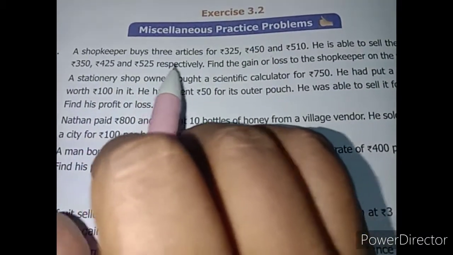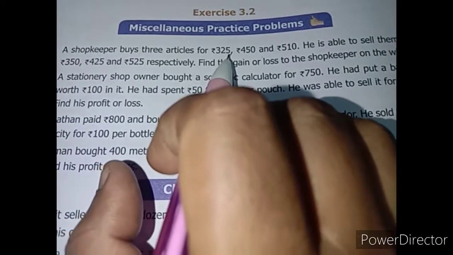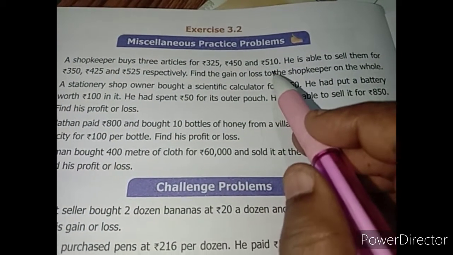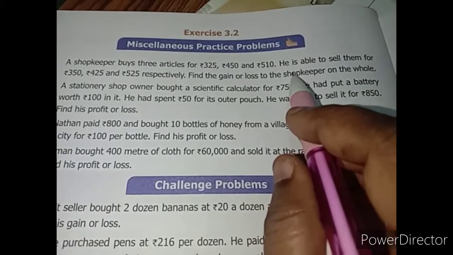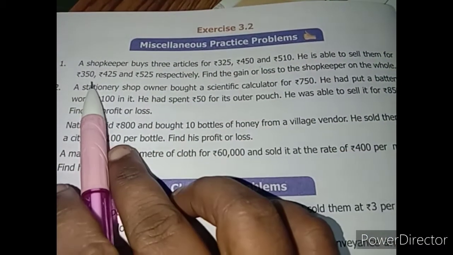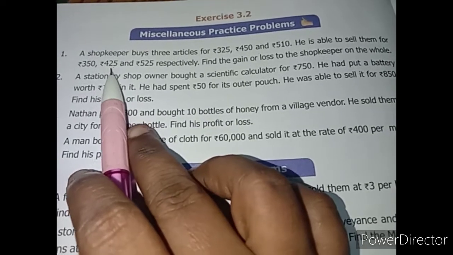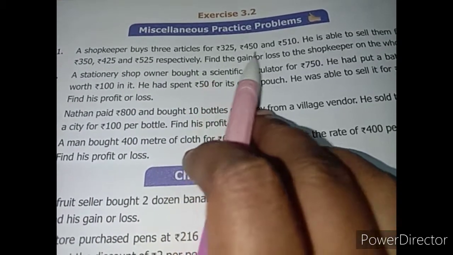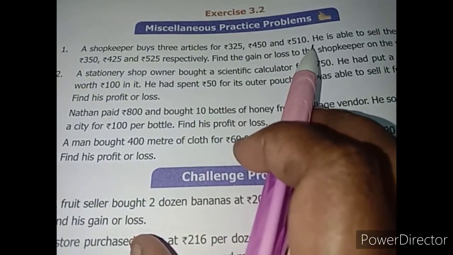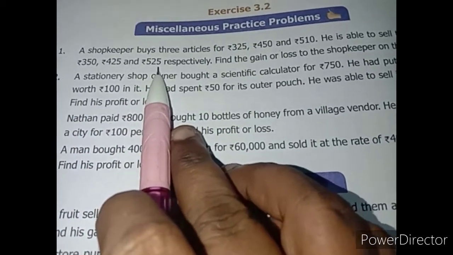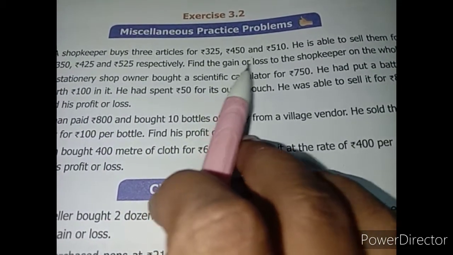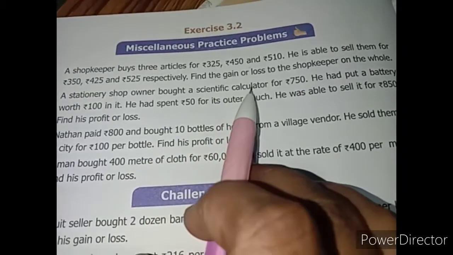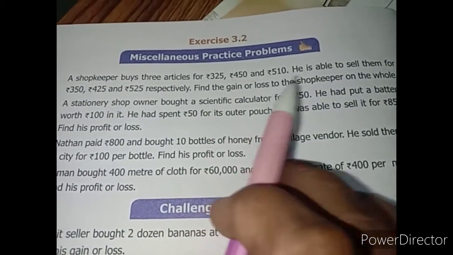A shopkeeper buys 3 articles for rupees 325, rupees 450 and rupees 510. He is able to sell them for rupees 350, 425 and 525 respectively. So this is the CP of the 3 articles and this is the SP of the 3 articles. Find the gain or loss to the shopkeeper on the whole. On the whole, we are going to find whether it is a gain, that is profit, or a loss.